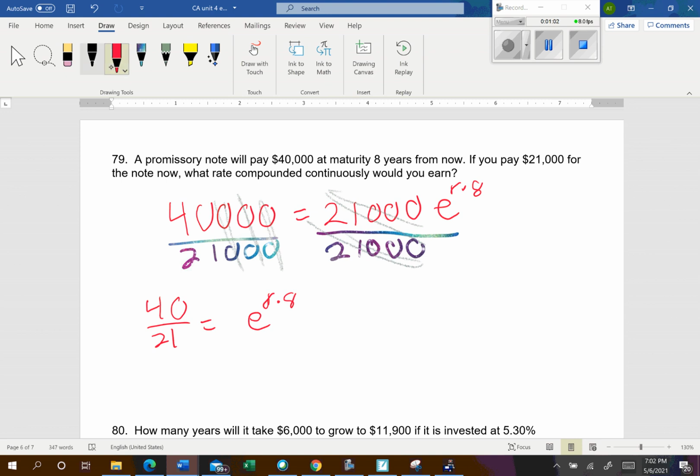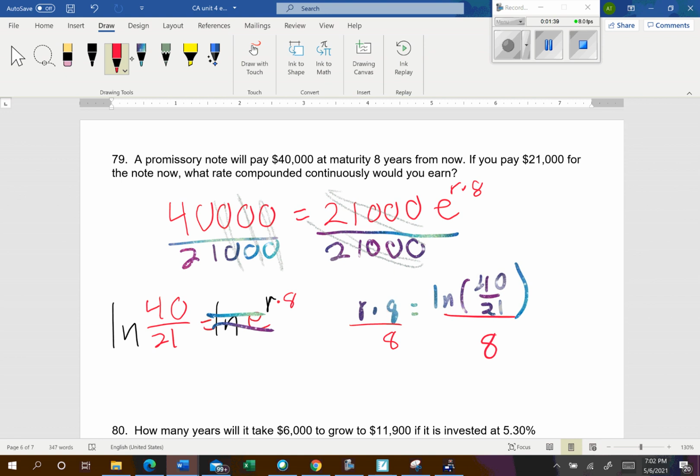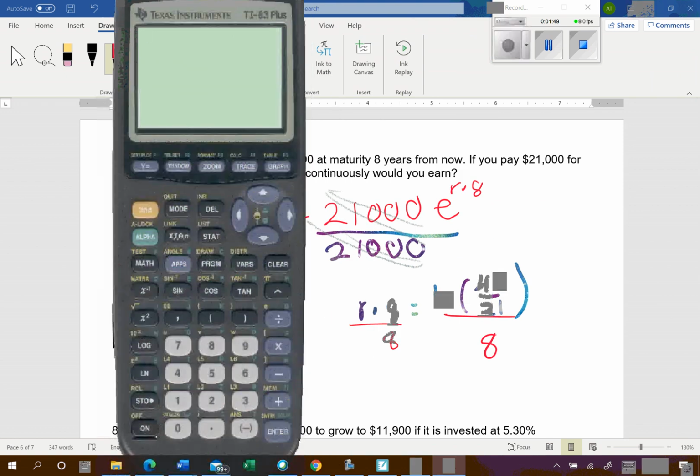Because what we're going to do here now is sneak in and take the natural log of both sides. So when I take the natural log, let me fix that R. Okay, there we go. So what I'm going to have to do in a minute is put that in the calculator. First, this cancels out, okay? So I'm left with R times 8 equals whatever the natural log of 40 over 21 is, which we'll figure out in a second. And then what I'm going to do is divide that result by 8, and that will be my rate. Now, be careful because on the exam they might want it as a percent, and we'll have to move the decimal place. But let's go ahead and find that real quick, and then we can figure that part out.